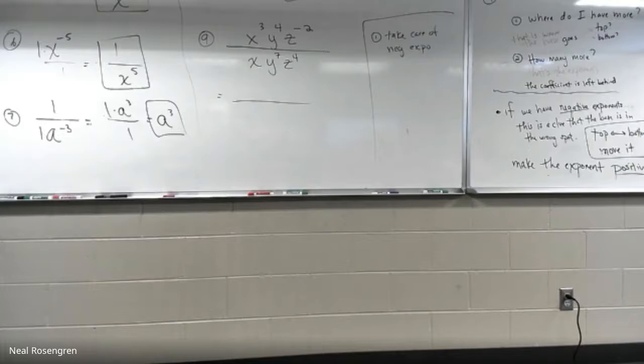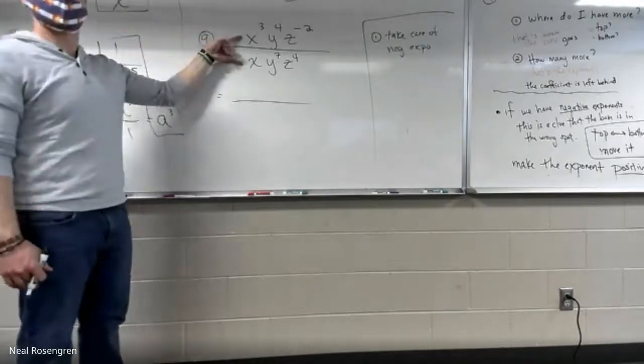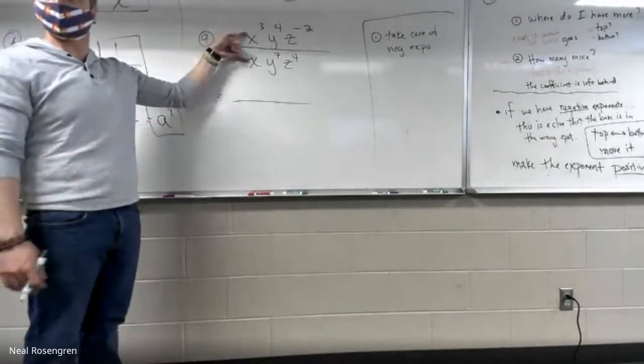Say, all right, let me look at my x's, see what I got. Look at my y's, see what I got. Let me look at my z's, see what I got. A's, b's, whatever. If it doesn't have a negative exponent, don't change a thing. Leave it exactly where it is. Like, look at your x's. Are they good right now exactly where they are?